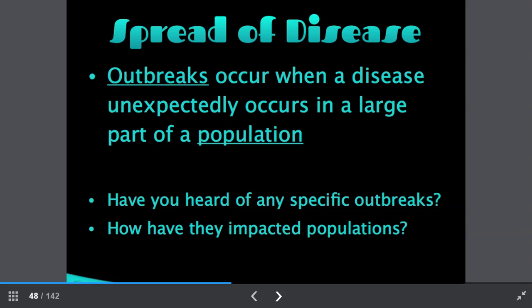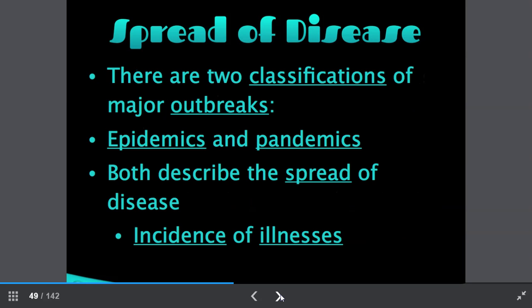Outbreaks occur when a disease unexpectedly occurs in a large part of a population. Have you heard of any specific outbreaks? How have they impacted populations? Again, your teacher will discuss with you in class the impact of the COVID-19 pandemic. There are 2 classifications of major outbreaks, epidemics and pandemics. Both describe the spread of disease, the incidence of illnesses.